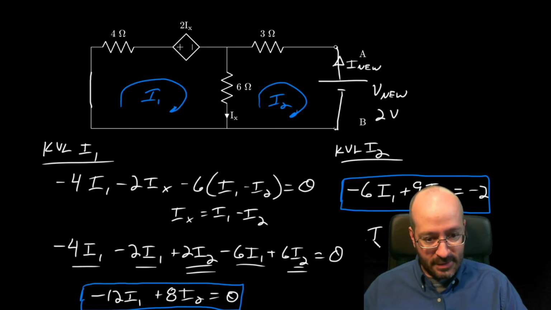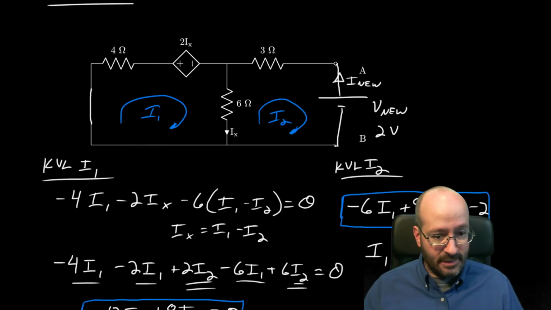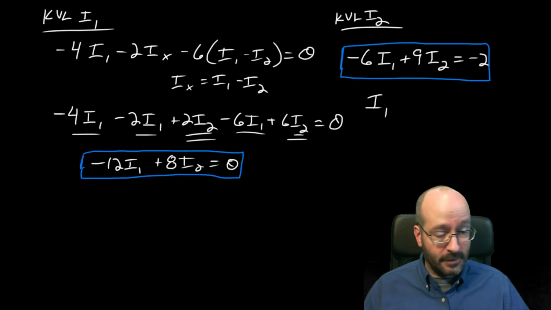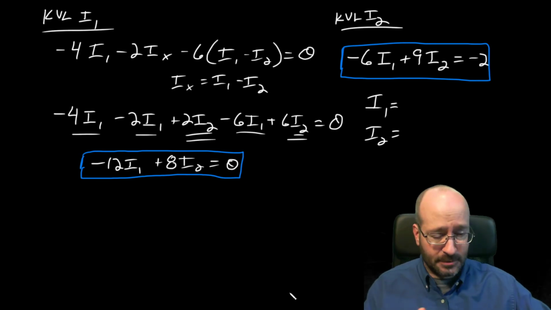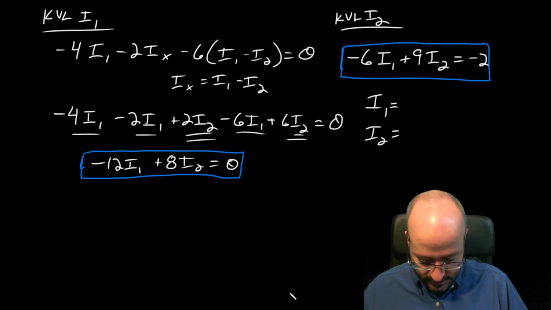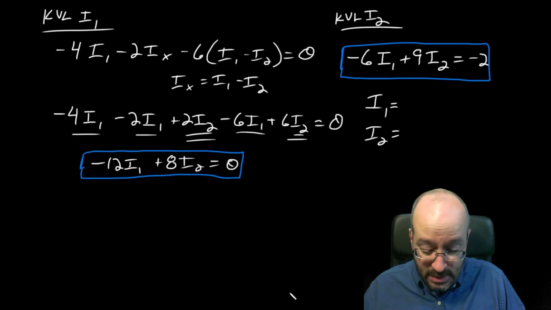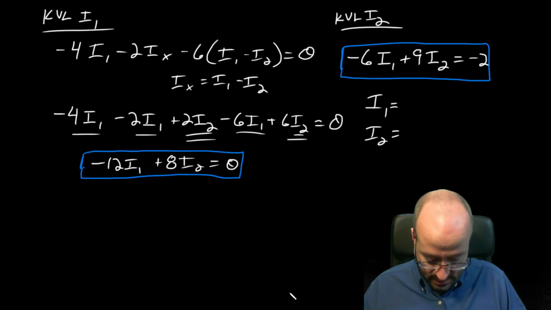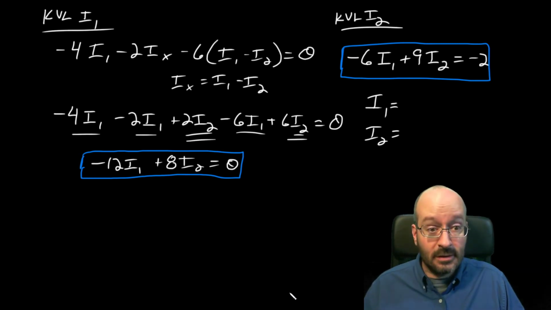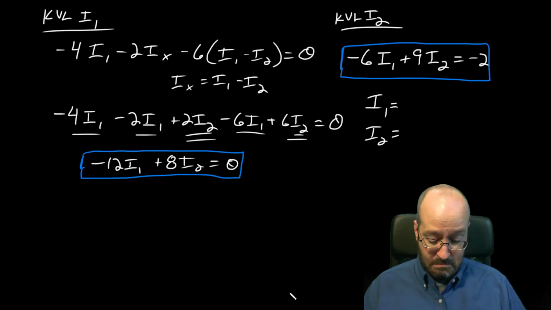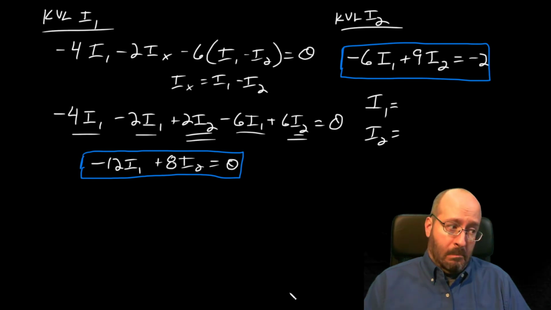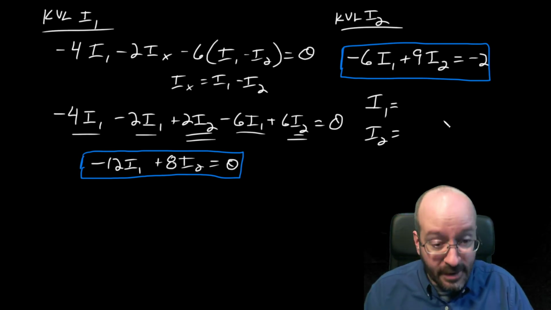Okay, grab your calculators. This is behind my head. Again, let's get it up a little further. I1 and I2. We need a solution. So here's your system of equations. Put it in matrix form. Hopefully you're comfortable doing that by now. Negative 12, 8, and 0. Negative 6, 9, and negative 2. All right. That's what you get when you get a random number.